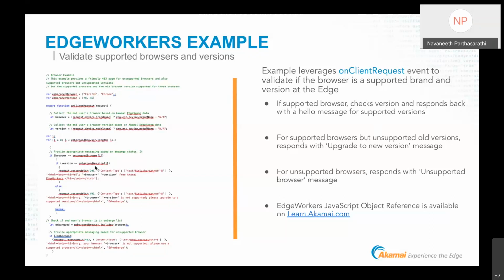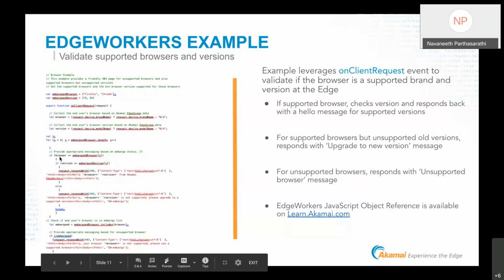So if it is 78 or above, then naturally it gives a hi message, saying the browser and the version from Akamai EdgeWorkers. And if the version is not greater than or equal to, that means if it is lesser than that version number, then it gives a message saying the version is not supported. Please upgrade to a supported version. So this is for a supported browser.